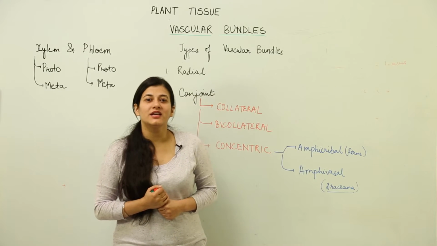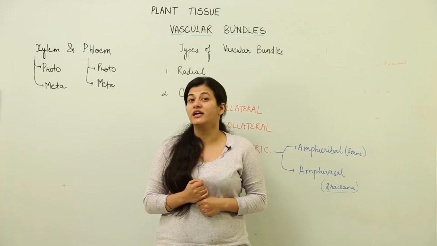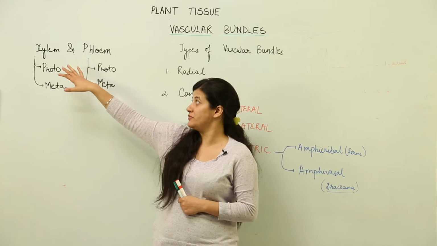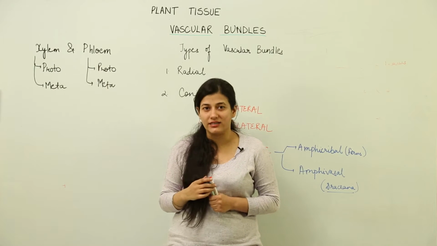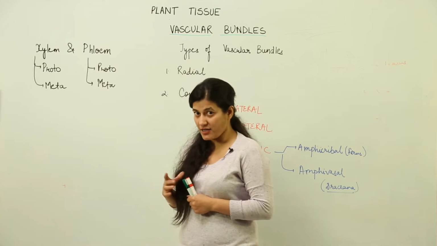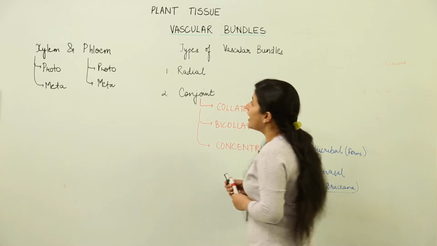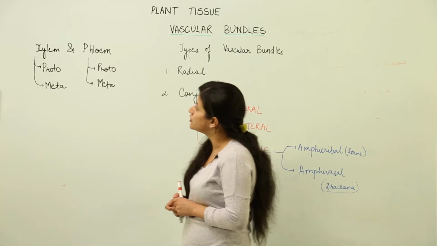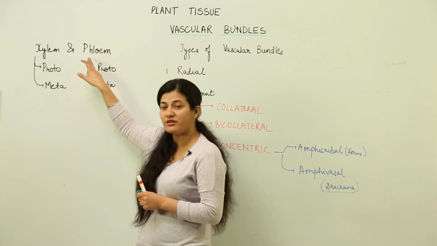Hello students, now we shall discuss how the vascular bundles, the conducting tissue which we studied as xylem and phloem, are present inside the plant, what their location is and what the types are in which these xylem and phloem would be present. Now we have to pay attention to two different terms which are associated with xylem and phloem.